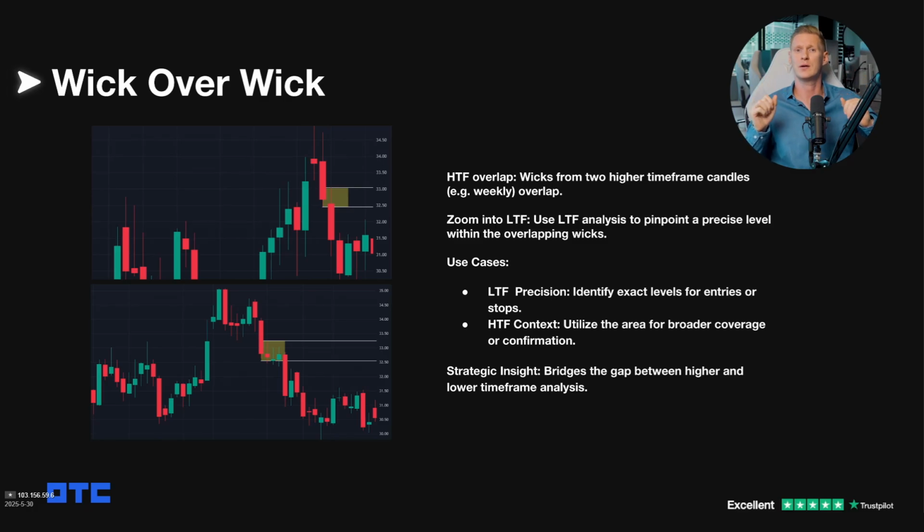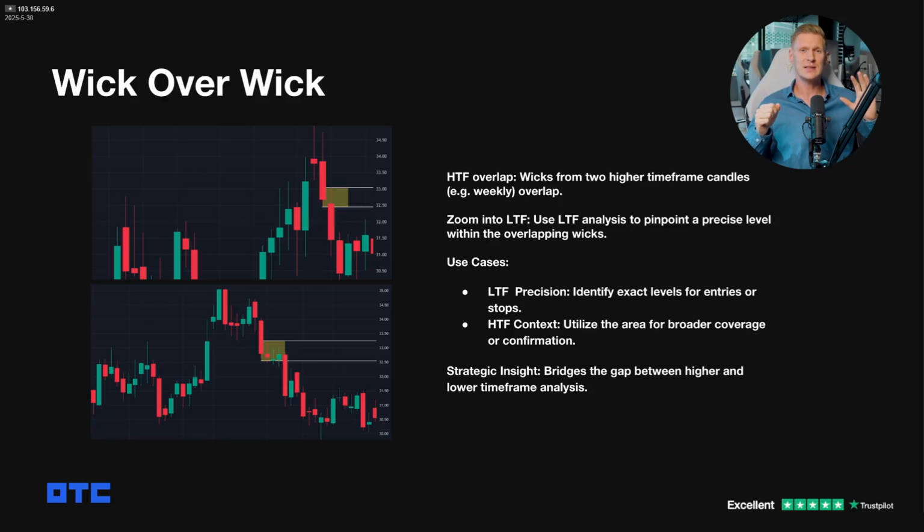Big brothers can sometimes be difficult to identify. Instead of a clear zone on higher time frames, we might encounter a formation known as wick over wick. In this example, take note of how the wicks of two weekly candles overlap. This overlap acts as a key signal. If we zoom into a lower time frame, we often discover a precise level within that range that we can use for analysis.